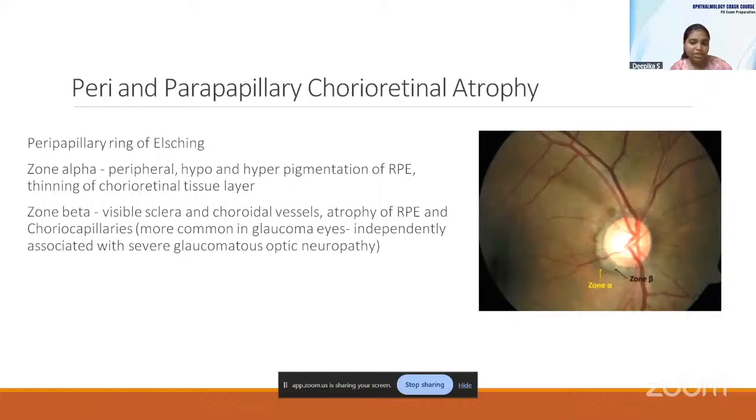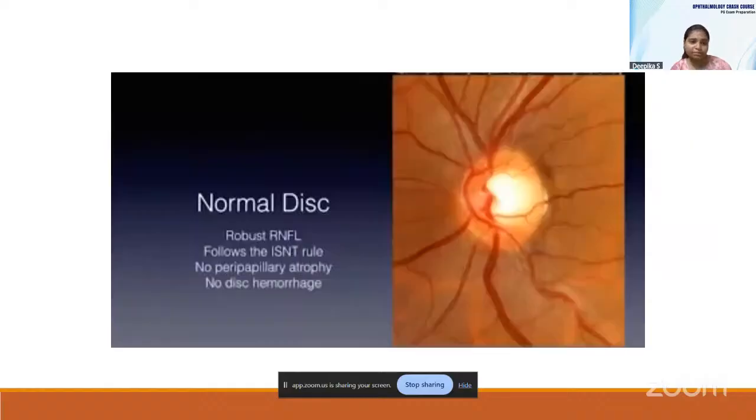Peripapillary atrophy can be seen in and around the optic disc. There we have zone alpha and zone beta. Zone beta is very important in glaucoma. It's a visible sclera and choroidal vessels, atrophy of RPE and the choriocapillaris. But again, it is associated with severe glaucomatous optic atrophy. It can be present even in normal eyes.